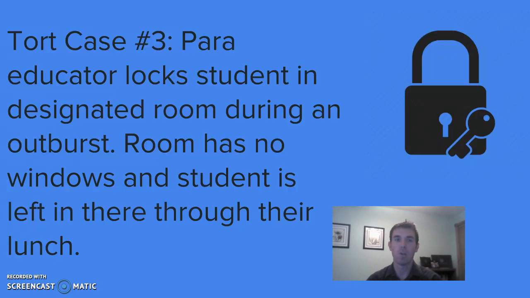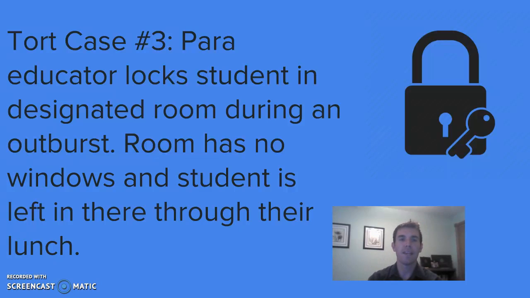So this one's a little sticky because it involves a student with special needs, and therefore it's possible that the IEP of the student does allow for the student to be put into a secluded area in which they can calm down in a safe environment where they're not a danger to themselves or others. However, you are not allowed to lock those rooms so that they are not able to escape in the event of an emergency.